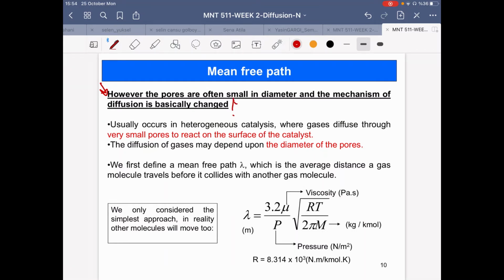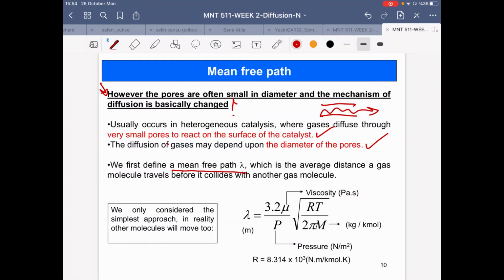Okay, the pores are so small that the molecule can't just follow a route. It starts hitting the pore walls, and that's why the mean free path is important. It usually occurs in heterogeneous catalysis, where gases diffuse through very small pores to react on the surface of a catalyst, and the diffusion of gases may depend upon the diameter of the pores, which I told you about. So we first define a mean free path.